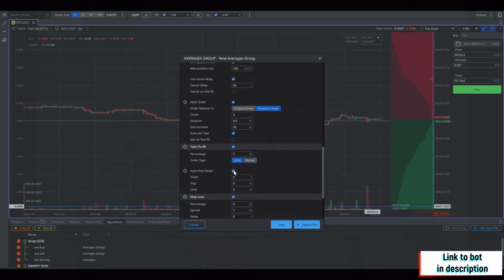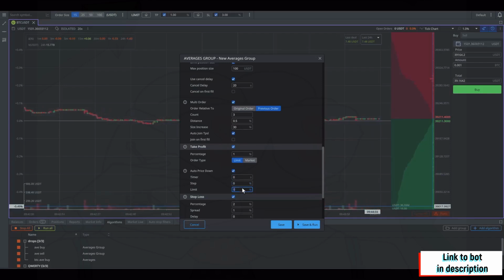Auto price down. Timer says the time in seconds which take profit will wait before approaching the current price for the specified step. The same value will be used for the first step as well as for the following steps. Step says the percentage value of a step down relative to the initial price. Limit says the smallest limit to which take profit will be decreased in percents.